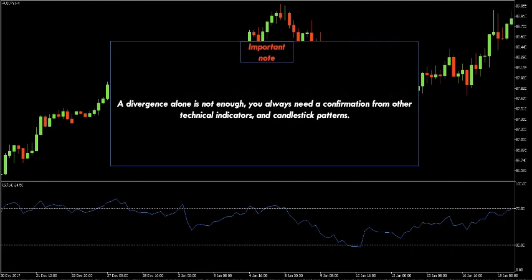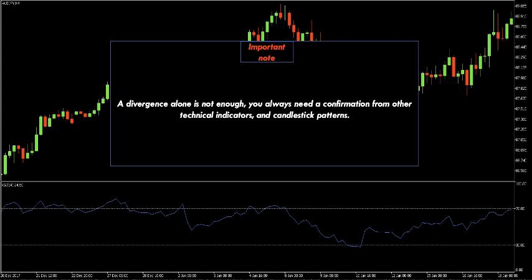A divergence would help us to spot reversals, continuation, and even an end of a trend. But a divergence alone is not sufficient. You always need a confirmation from other technical indicators and candlestick patterns.